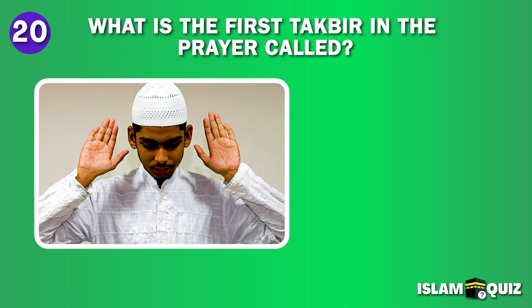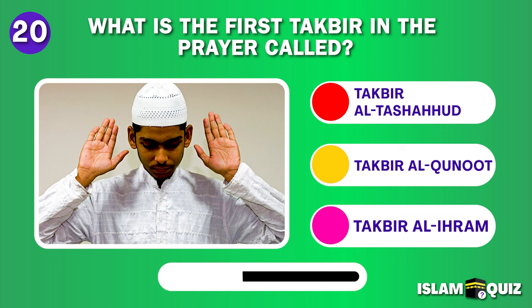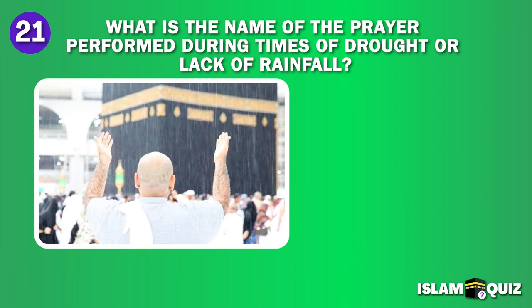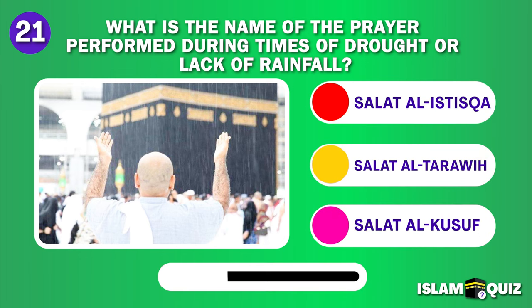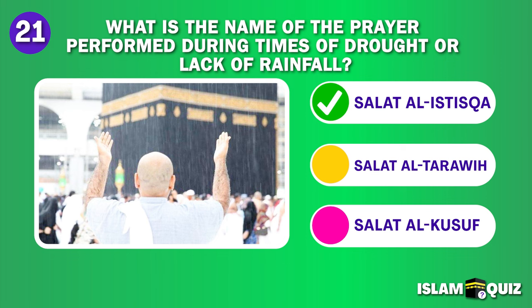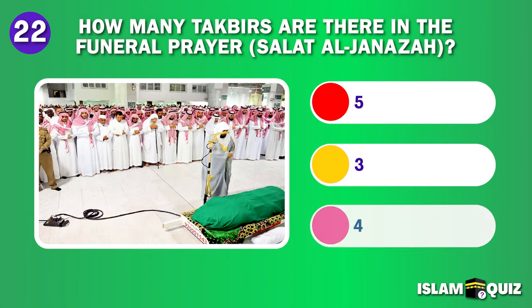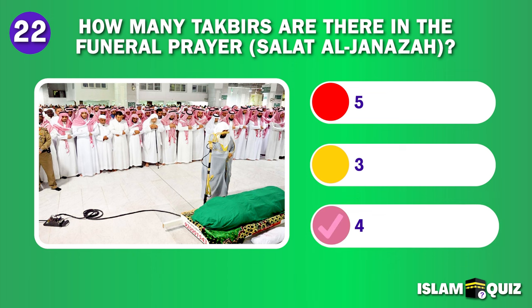What is the first takbir in the prayer called? Takbir al-Ihram. What is the name of the prayer performed during times of drought or lack of rainfall? Salatul Istisqa. How many takbirs are there in the funeral prayer, Salatul Janaza? Four.